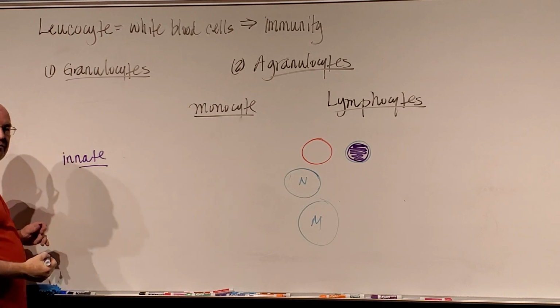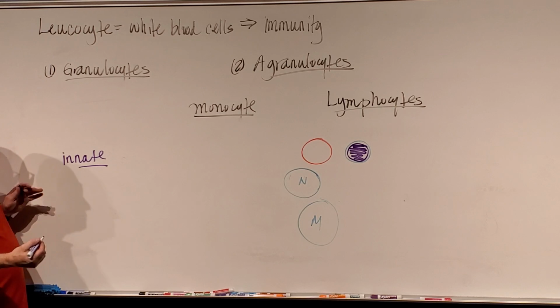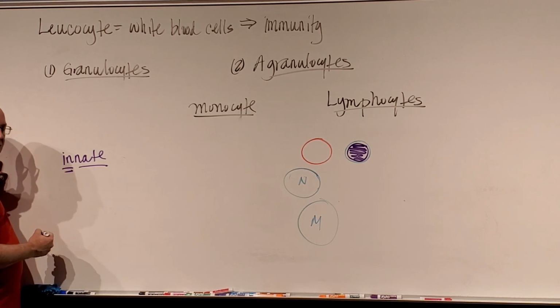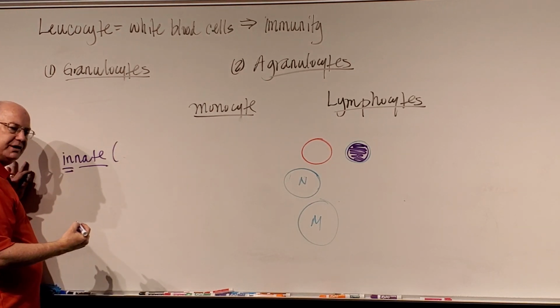The "nate" comes from nature, which means birth. If you speak French, naissance means birth, like the Renaissance is the rebirth. This means inborn. Innate, also called, I'm drawing a blank, I just said it.